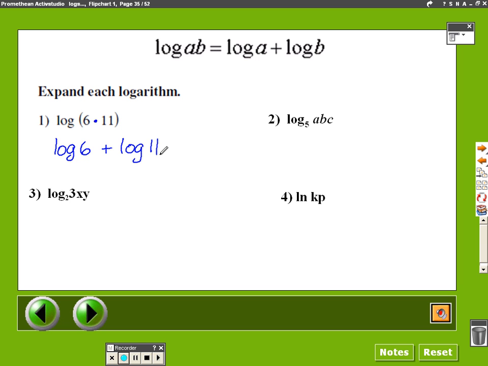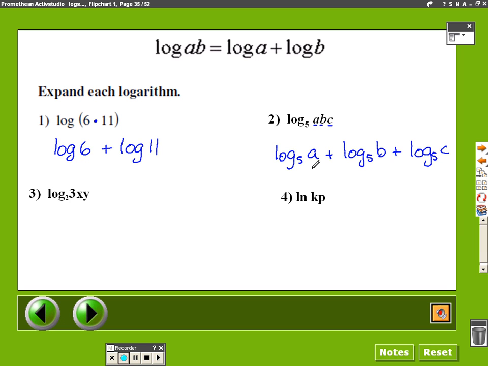All right, I'm going to do one more, and then I want you guys to do the next two. So notice here we had log base 10, common log. But here we have log base 5, so I'm going to keep that log base 5. Log base 5 of a plus, because we're multiplying, log base 5 of b plus log base 5 of c. So notice here we had three parts because there were three things being multiplied together.